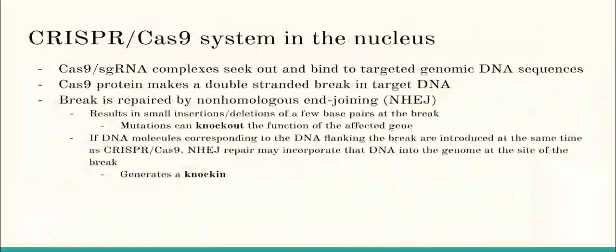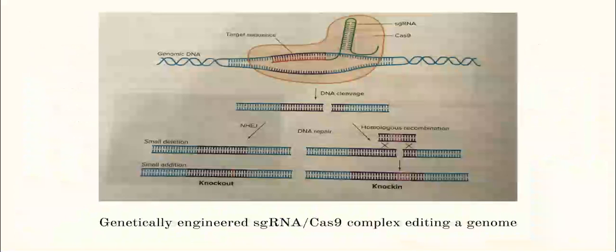If DNA molecules corresponding to the DNA flanking the break are introduced at the same time as CRISPR-Cas9, non-homologous end joining may incorporate that DNA into the genome at the site of the break, resulting in a knock-in. The diagram illustrates the process of a genetically engineered sgRNA-Cas9 complex editing a genome. As you can see, the sgRNA is used to locate the target sequence, binding to it and bringing the Cas9 protein to this site as a result. The Cas9 protein then cleaves the target DNA, which, as shown, may result in a knockout or a knock-in.